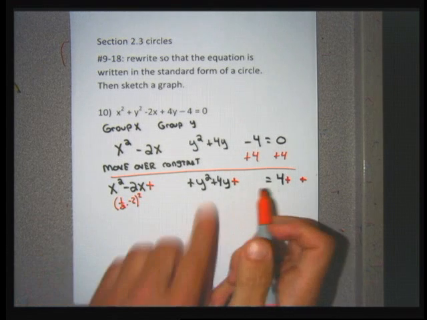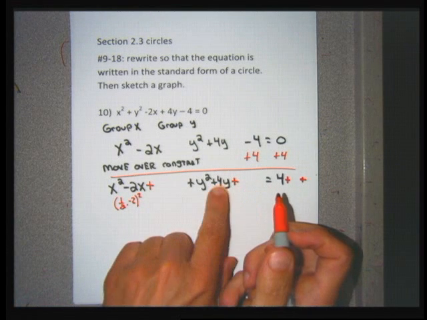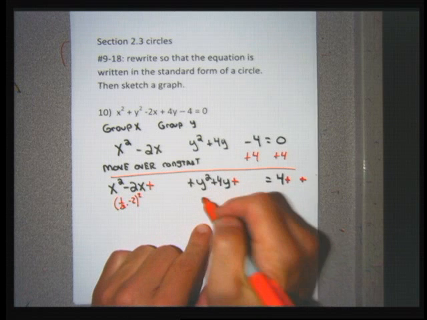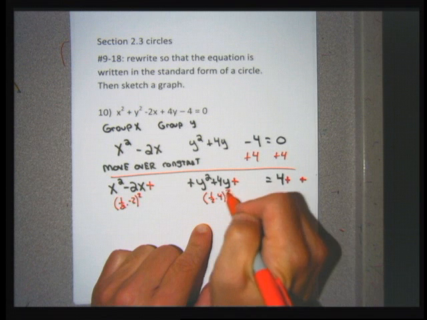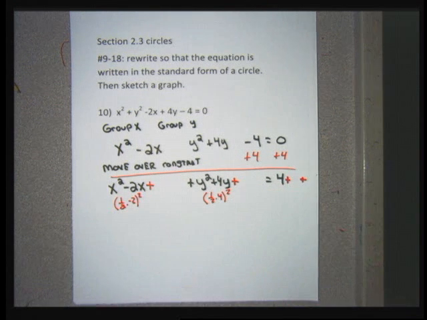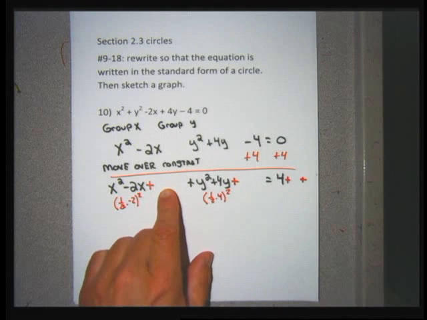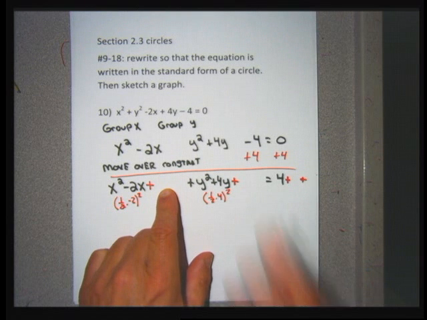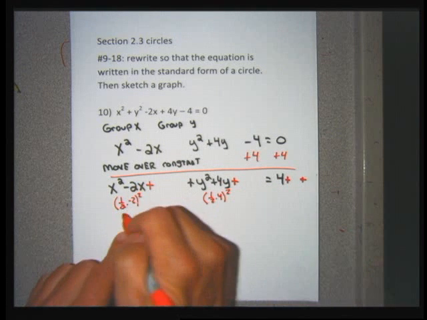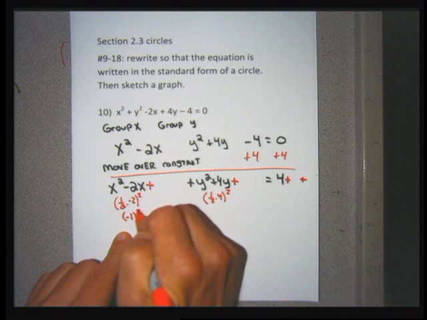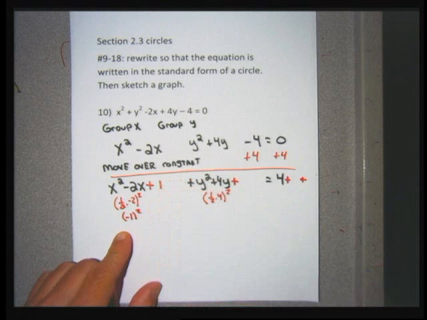The number I'm going to put to the right of this plus sign is going to be half of that 4 squared. So I'm setting the left side up so that I could get 2 parentheses with squares. And to get that set up, I need to figure out how to make that happen. I make that happen by adding a number after the x's and after the y's, not the same number to each. For the x's, half of negative 2 is negative 1. Negative 1 squared is negative 1 times negative 1, which is positive 1.